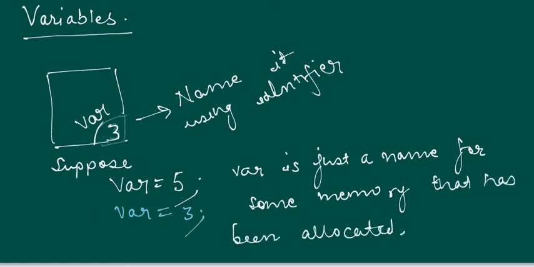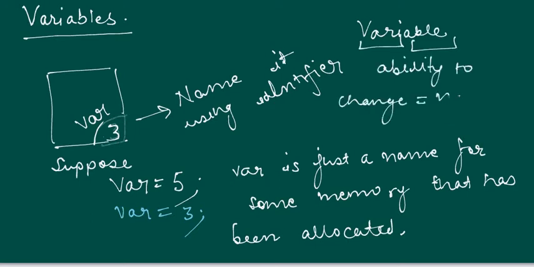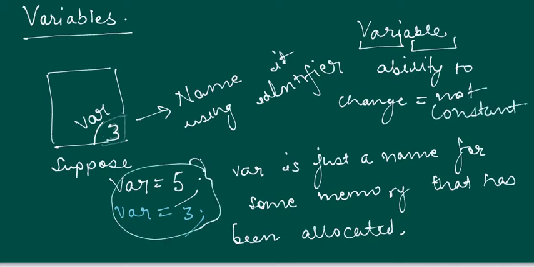Okay? And it is not constant. Variable means ability to change, hence not constant. As you can see, it is constantly changing its values.